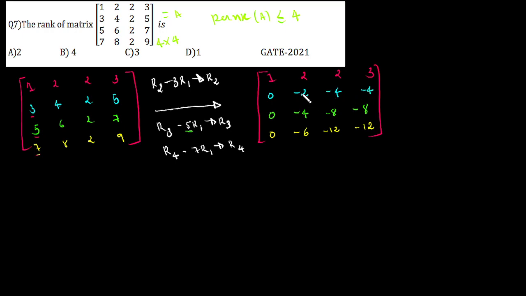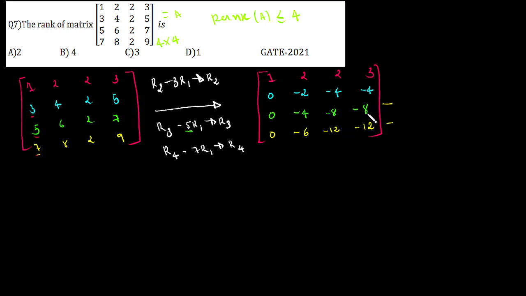If you multiply this second row with 3, then this entry will be 6, here minus 12, here minus 12, which is exactly identical to this third row. And if you multiply this second row with negative 2, sorry, plus 2, then you are getting here negative 4, negative 8, negative 8, which is exactly the same as this second row.